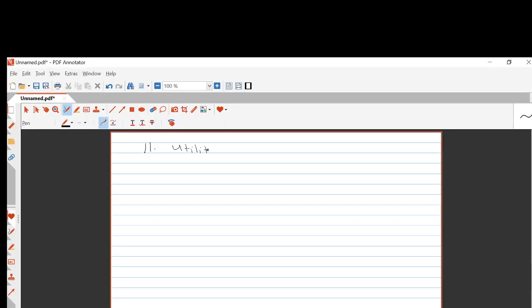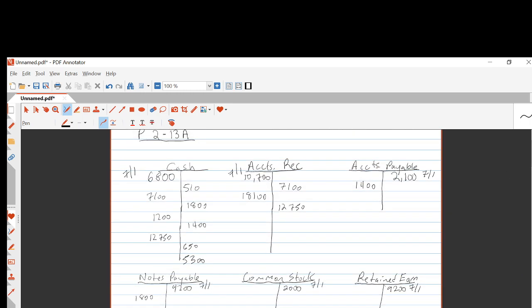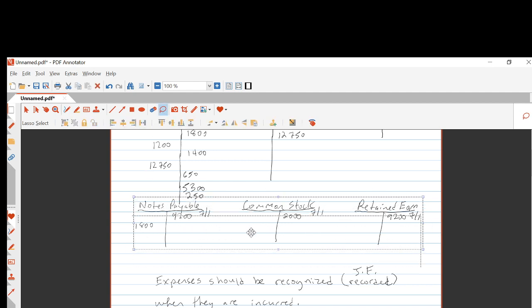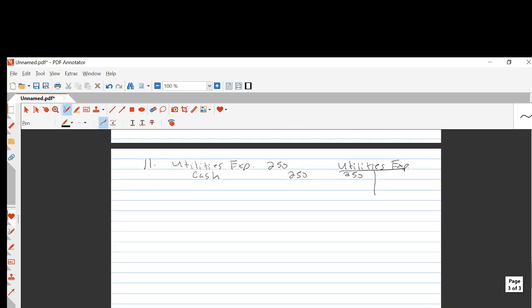So we'll debit utilities expense for $250, credit cash for $250. We'll set up the new account, utilities expense, new T account here, $250 in it. And then cash, we need to go update cash, put $250 on the right hand side. We're running out of room over here in cash. Gonna have to move these down even more. Number 12.